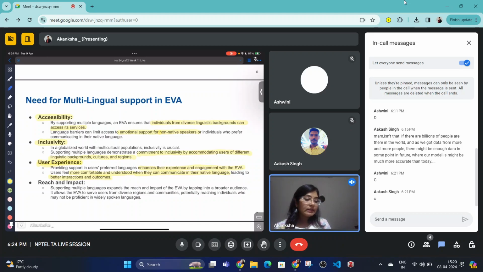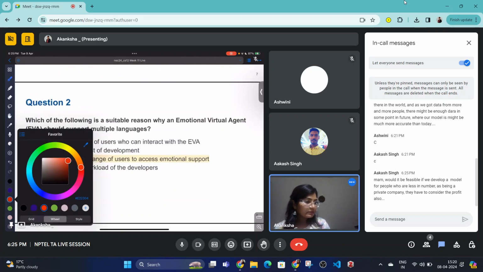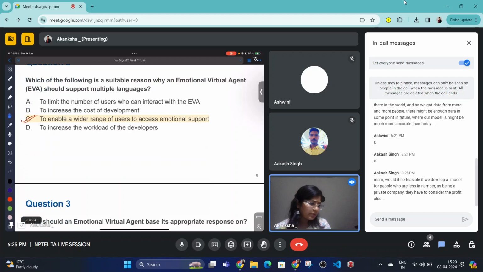So, next is reach and impact. It also expands the reach, same point but a different view. The reach has increased because we are able to tap into a broader audience. This perspective is from the developer's point of view: your product is there and you can reach more people. The target audience has expanded now. So it allows EVA to serve users from diverse regions and communities, potentially reaching individuals who may not be proficient in more widely spoken languages, right? So we want to provide access to more people.